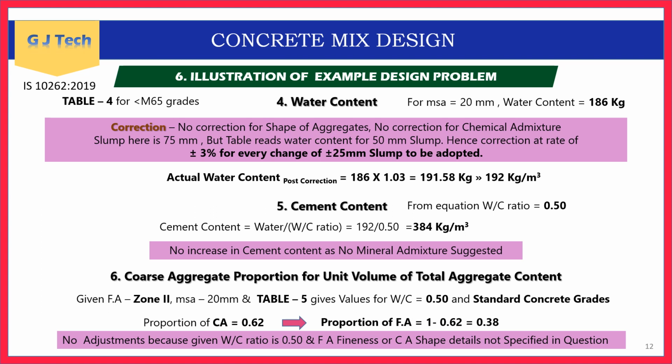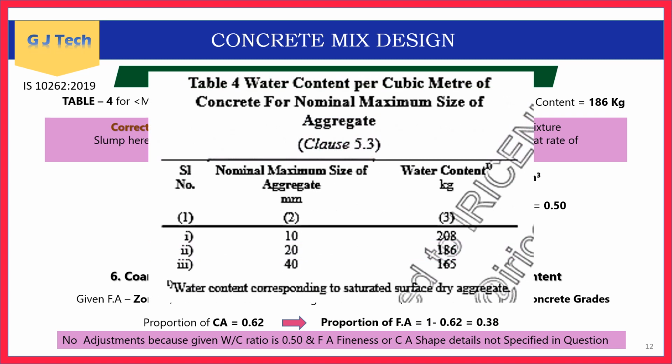So the next variable is water content. Water content is referred in tables against maximum size of aggregates. So we need to refer to Table 4, as the grade of concrete is less than M65. Table 4 gives the value for 20 mm MSA as 186 kg.